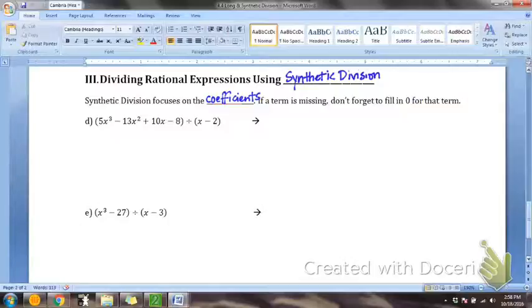It says if a term is missing, still don't forget to fill in 0. So again, just like long division, if something is missing, we're still going to fill it in with a 0. Okay? So step number 1, there are 2 steps. Step number 1 is to find what I call the pocket.